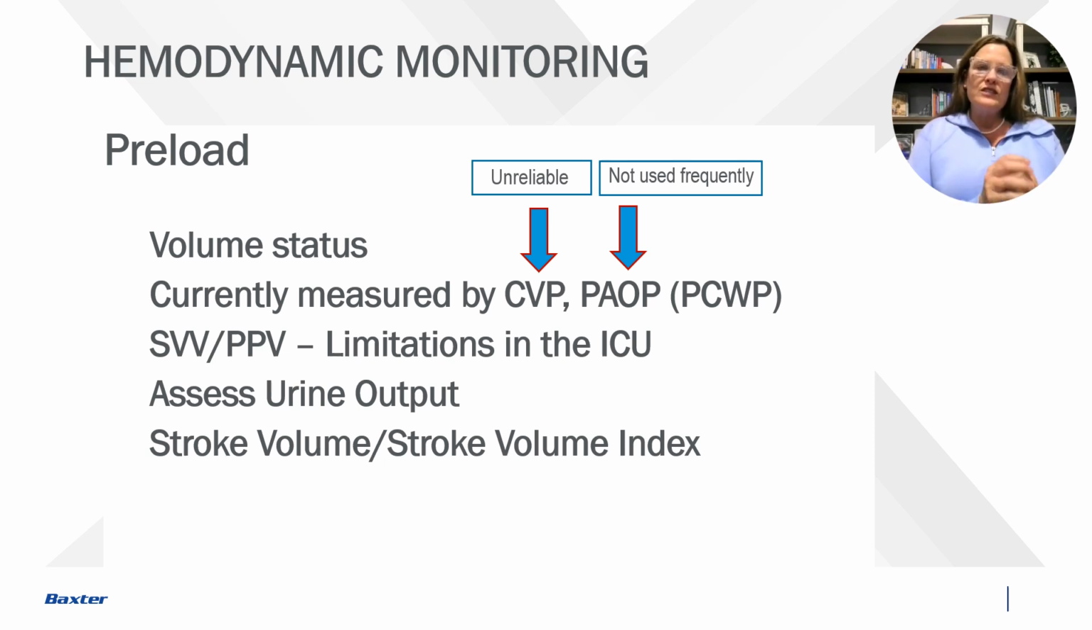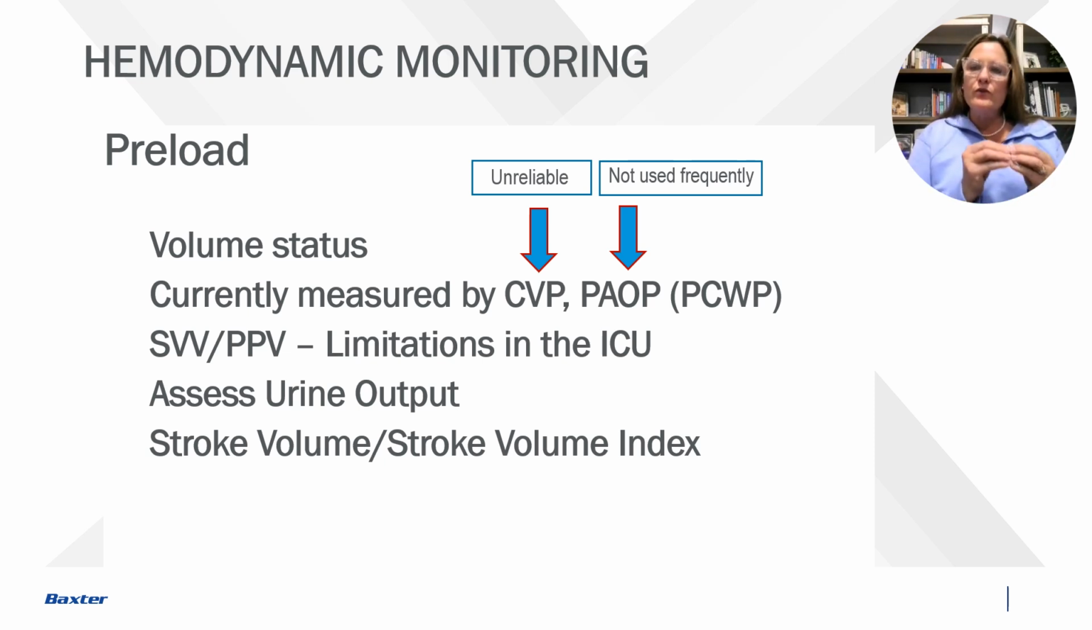The other thing I want to mention is stroke volume variation and pulse pressure variation. Sometimes people utilize that, but there are a lot of limitations in the ICU, so you really need to know what those limitations are. And there are things like if your patient is a spontaneous breather, if they're not on 8 mils per kg of tidal volume, you're going to have less sensitivity and specificity to utilizing that. So we're not going to look at that as much. We will assess urinary output, but like we've talked before, that may be a late indicator.